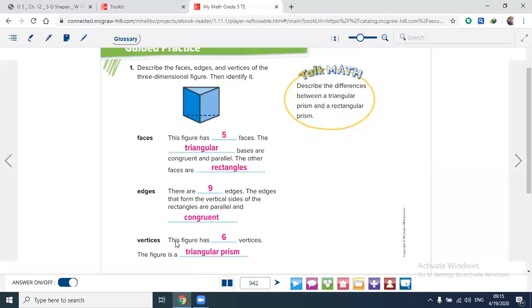Now the vertices: there are 6 vertices. As you see, 3 at the top and 3 at the bottom. You can count them now. See the number of vertices: 3 at the top of the base, and then another 3 at the bottom, 3 more vertices or corners. So the total will be 6. A 3D shape that has all of these properties is called a triangular prism.